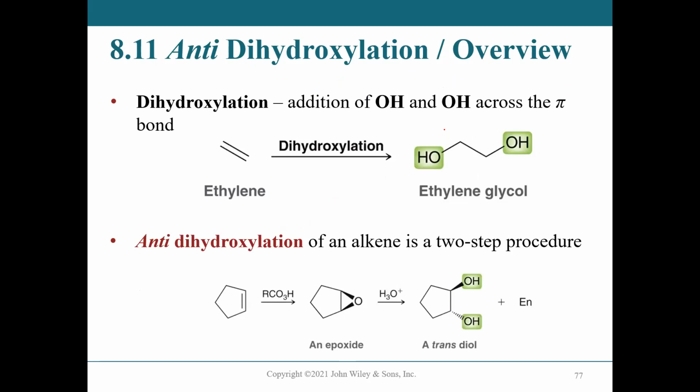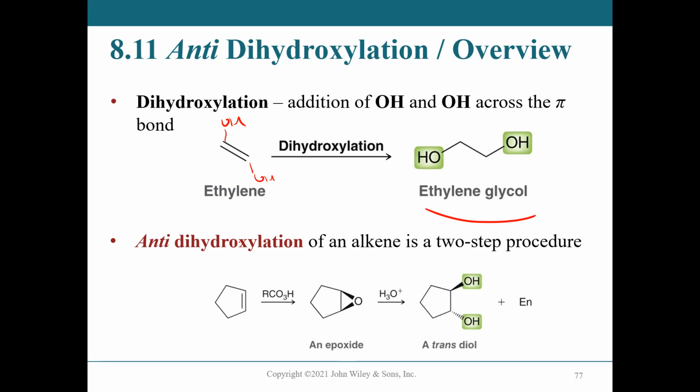And this will be the last slide we do today. Dihydroxylation, addition of a hydroxyl and a hydroxyl across the pi bond. We can see that right here. We're going to have OH and OH and we produce ethylene glycol. So you can see how these starting products, like ethylene, are helping us make these other products.